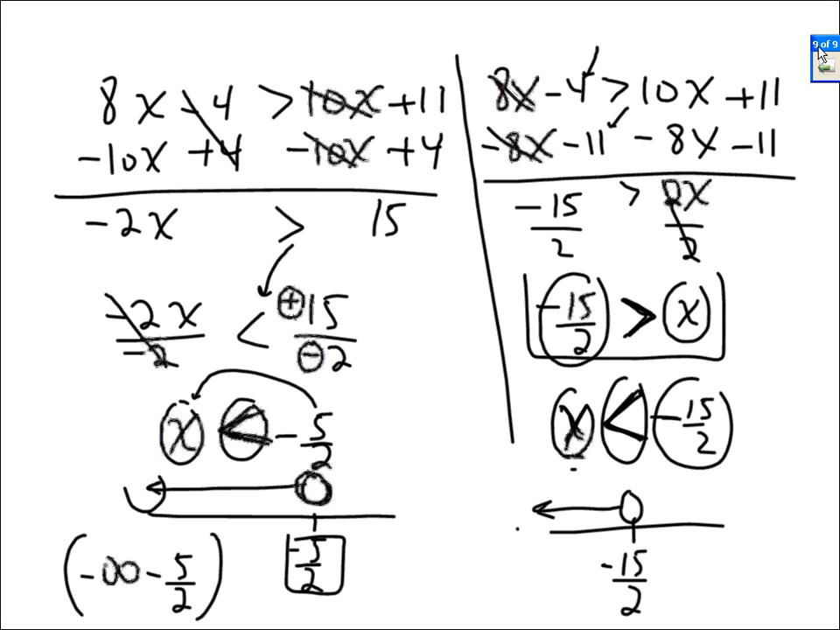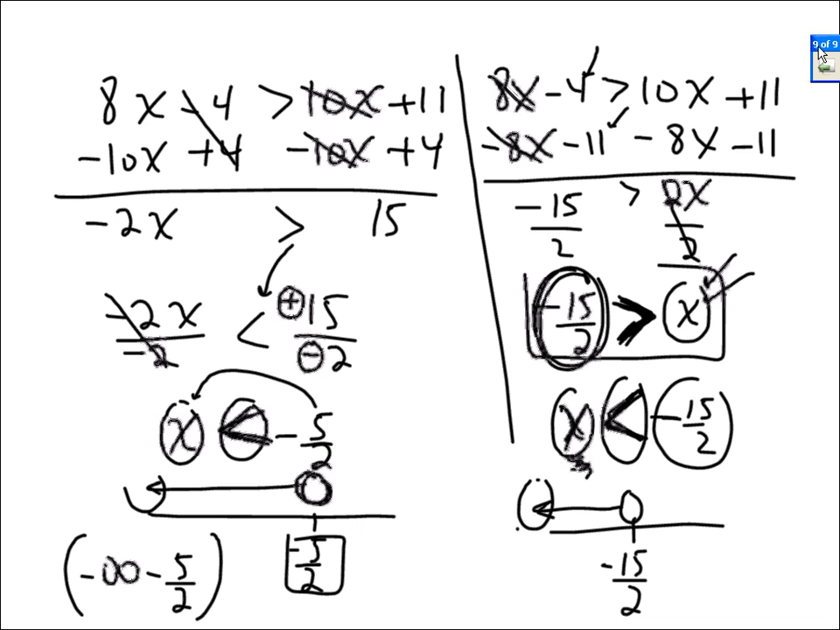Up here, x is not first. Here's x, it came second. Do not go in the direction of the arrow. Do not go to the right. Only when x is first can you go in the direction of the arrow.